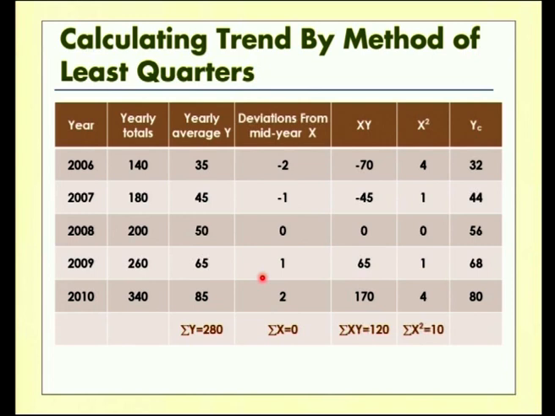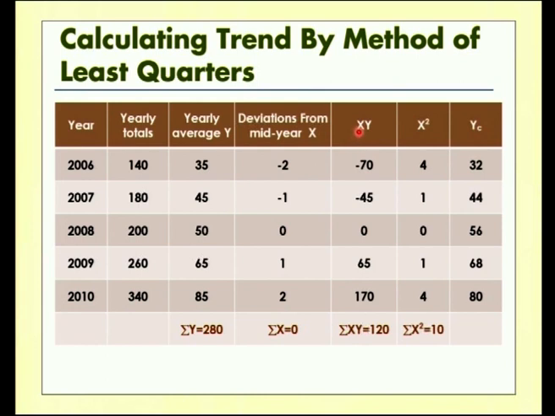Then for the calculation purpose, the years 2006, 2007 have to be converted to x values using one of the years as the middle year. Since 5 values are given, we can take 2008 as the middle year, and 0 is given against 2008 because the deviations are from the mid year. So 2006 minus 2008 is minus 2, 2007 minus 2008 is minus 1. Like that 0, 1, 2.